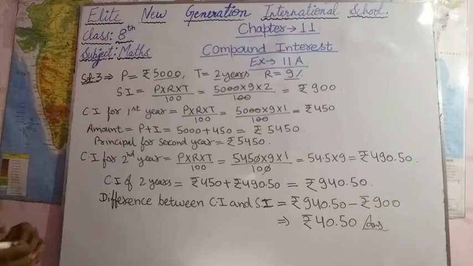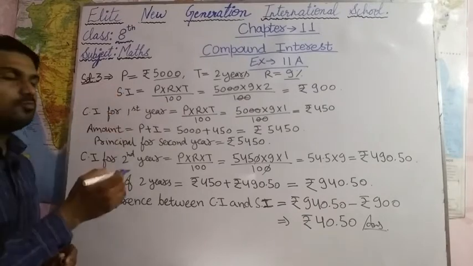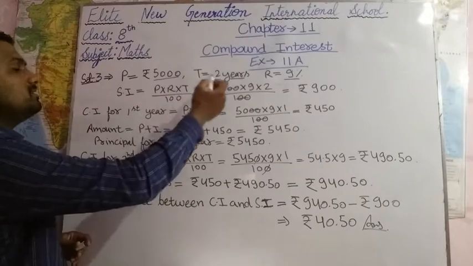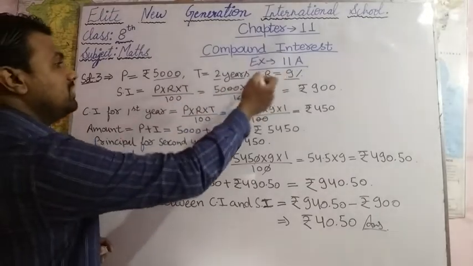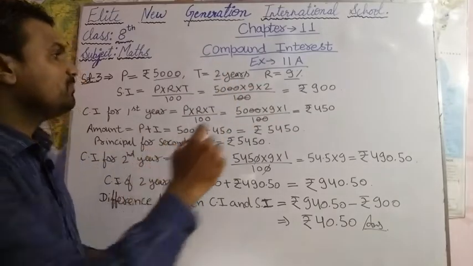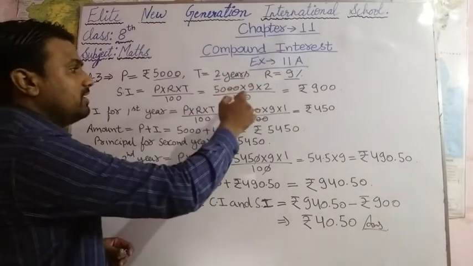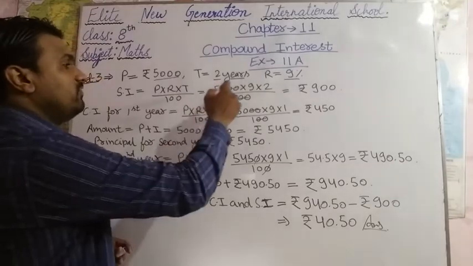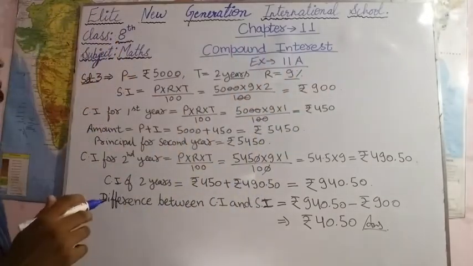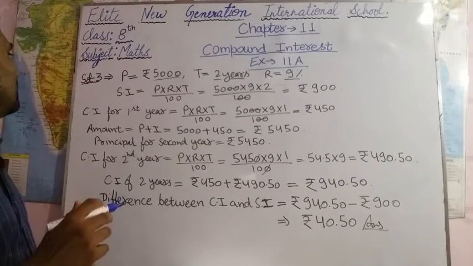So first of all we will find simple interest. So formula for simple interest will be P into R into T upon 100. Here principal is 5000, rate is 9% and here time is 2 years. So here solving it and upon 100 this 0 will be cancelled. So 50 into 9 into 2, it will be rupees 900. So here simple interest will be rupees 900.